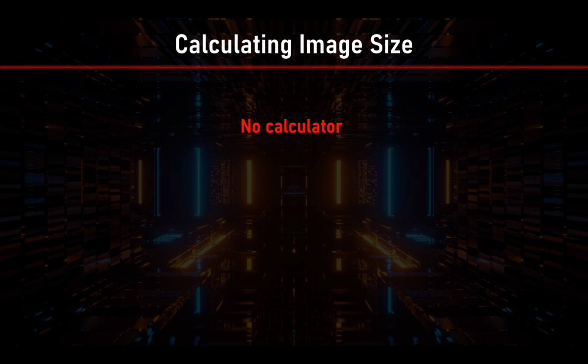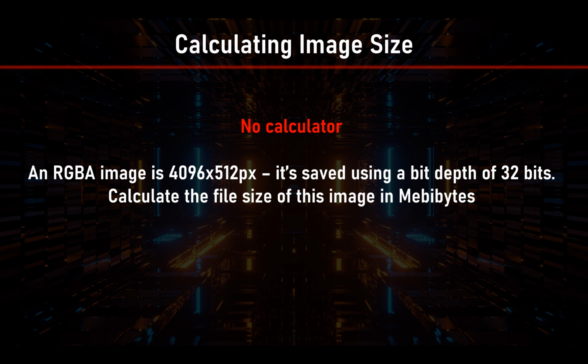Right, if we want to calculate the image size, let's try a question here, no calculator. An RGB image, 4096 by 512, saved using a bit depth of 32. Calculate the file size of the image in mebibytes. The way to do this is to write everything out and then try to simplify based on the powers. So let's go 4096, times 512, times 32.